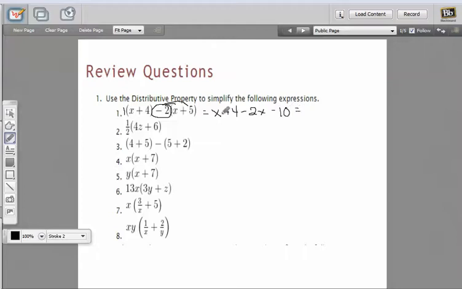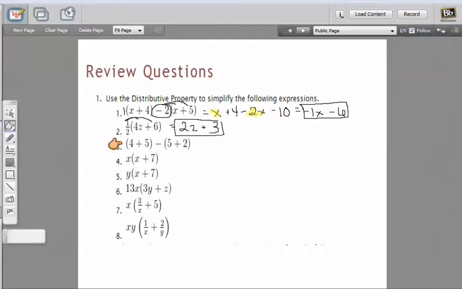So if I combine like terms, I get 1x minus 2x, which is a negative 1x. And I have a positive 4 minus 10, which is a negative 6. In my second example here, I have 1/2 times 4z. So 1/2 times 4z is 2z. And I have 1/2 times positive 6, which is 3.